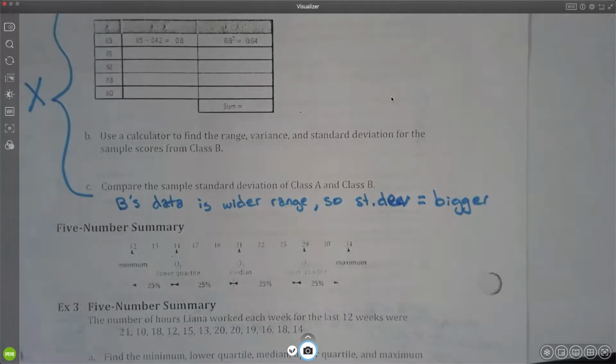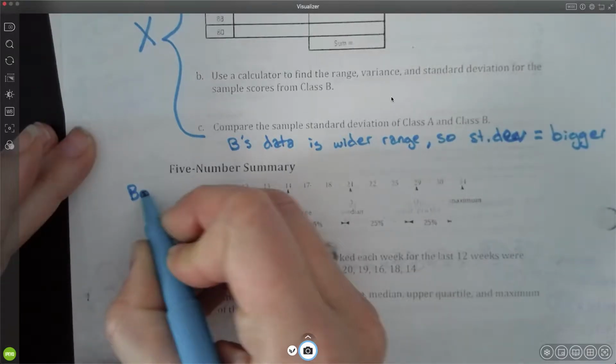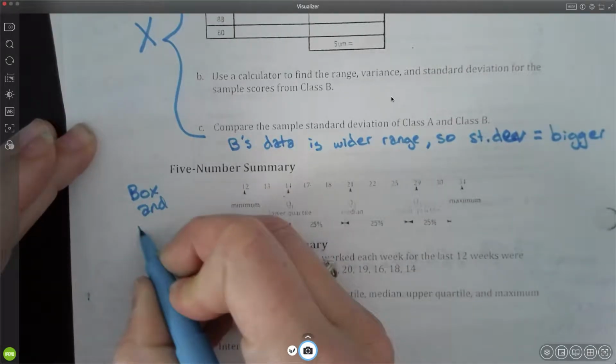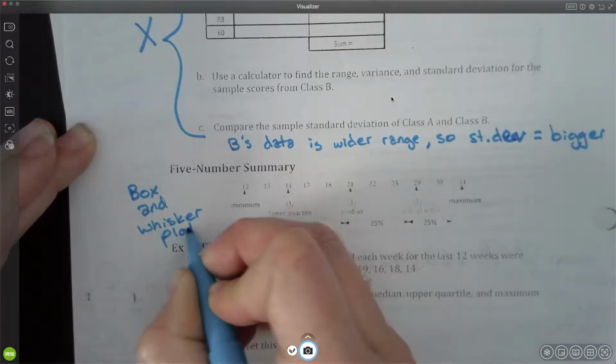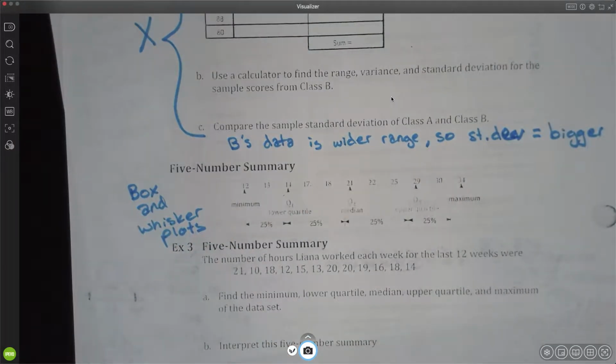We have something called the 5-number summary. And these are often used in coordination with box and whisker plots. You're like, I hate box and whisker plots. Whatever. Box and whisker plots. Okay, so we're going to do the 5-number summary to example 3. Okay? Good? All right, example 3.